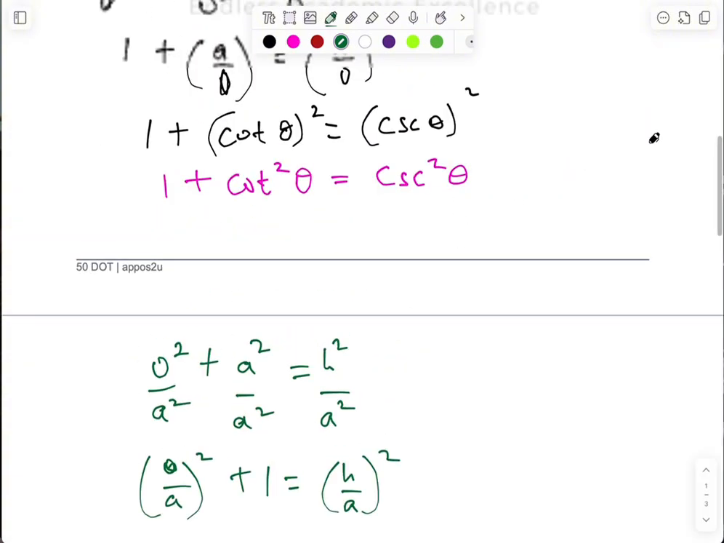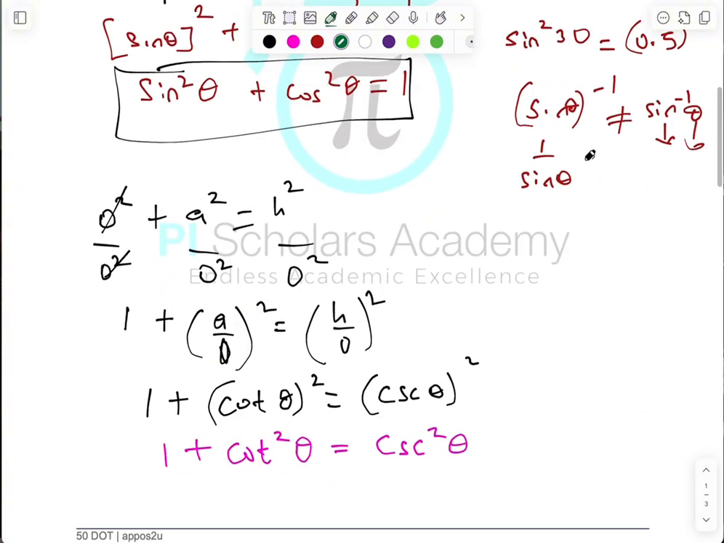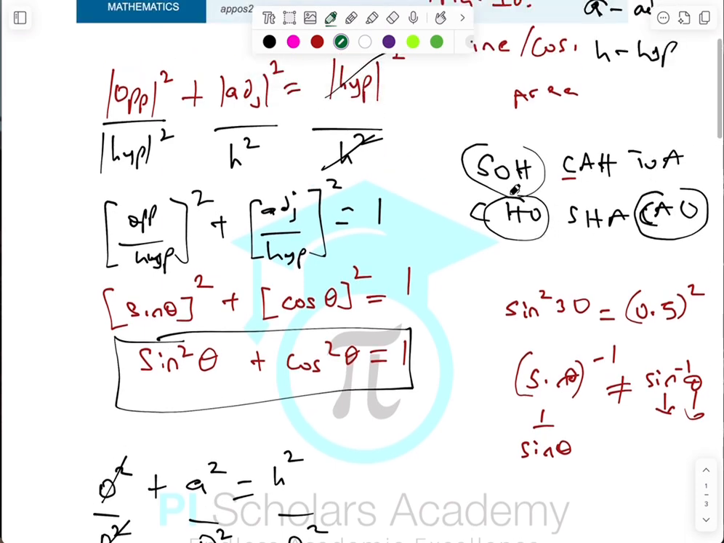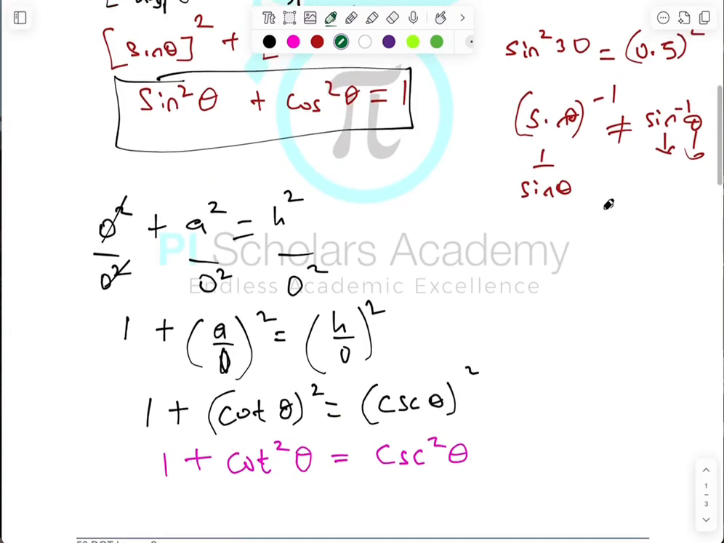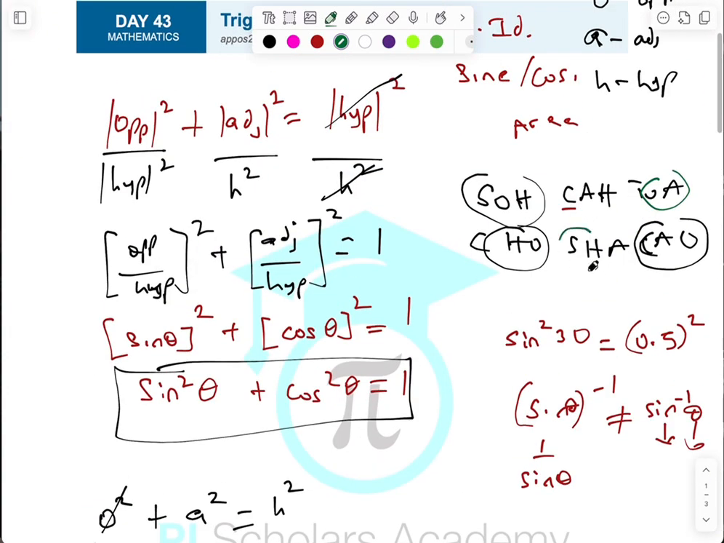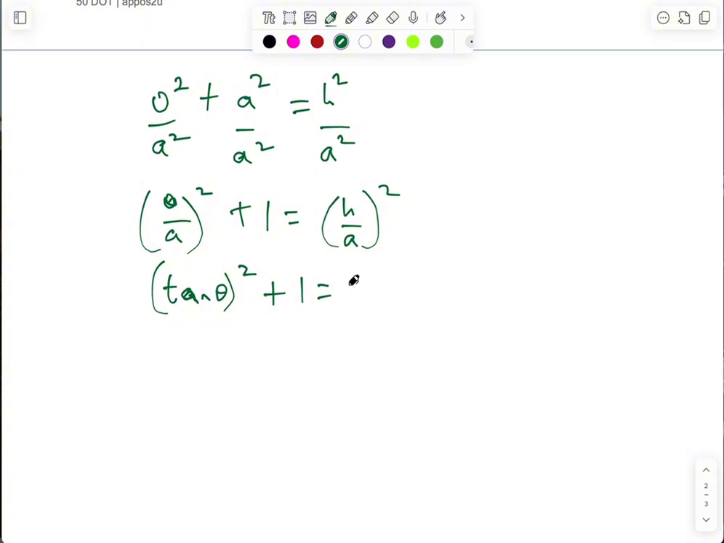So if you look at your SOH CAH TOA, opposite over adjacent, that is tangent. So this is going to be tan theta, and that's going to be squared, plus 1 equals, so what is hypotenuse divided by adjacent? That is secant, and that is going to be sec theta all raised to the power of 2. So therefore, you have another trig identity that tan squared theta plus 1 equals sec squared theta.